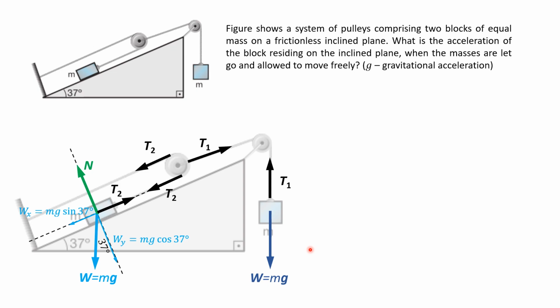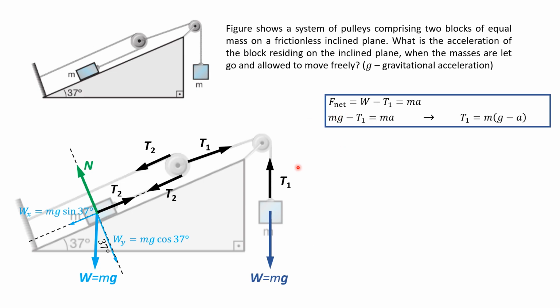In that case, the net force on the first block is going to be equal to its weight, which is a bigger force because it's pulling it down, minus the tension force. So this is our net force. And according to Newton's second law, the net force has to be equal to mass times acceleration. Now, using mg instead of w, we end up with this equation, and from here we can easily obtain that the tension in the first rope is equal to mass times g minus a.